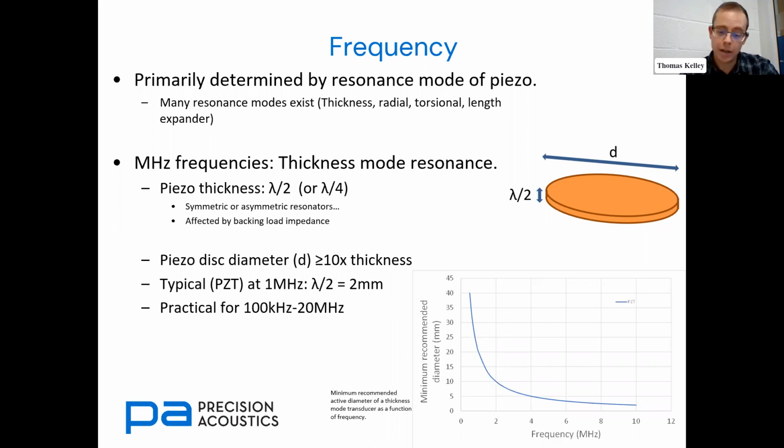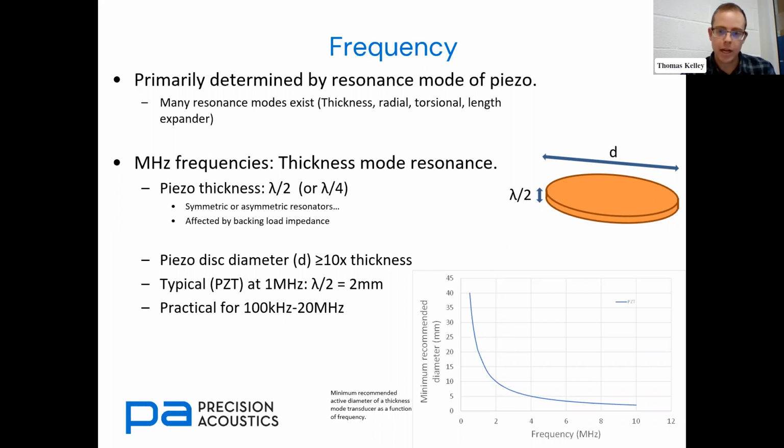So it might be a thickness mode, radial mode, torsional or a length expander mode. All of these different modes impose geometric or physical restrictions on the size of the piezo. So for megahertz frequencies, which is fairly typical for a lot of contact or immersion transducers, the thickness mode resonance is the most commonly used. It's very effective. So that's the 3-3 mode resonance. That's what we're going to focus on here.